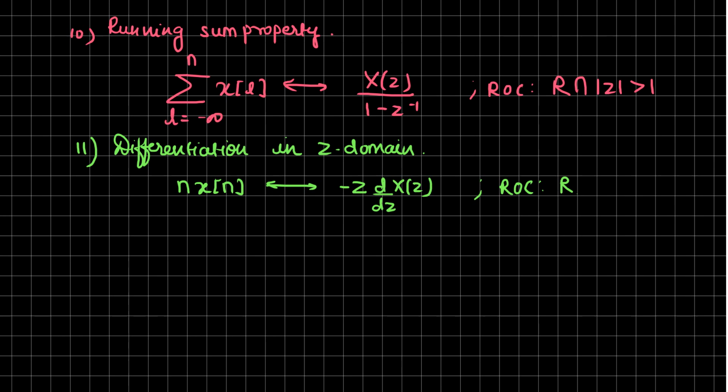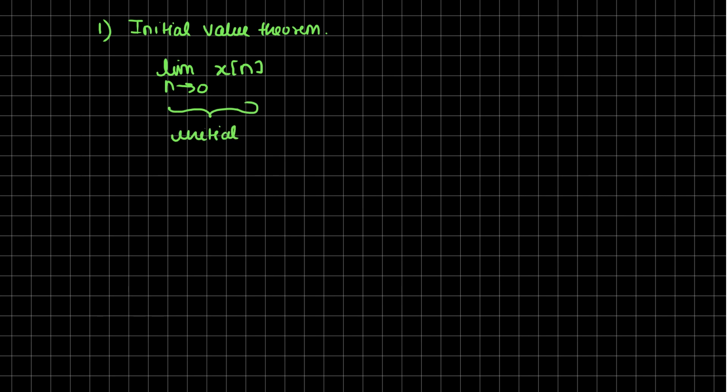Now we'll look at two important theorems for causal systems. The first one is initial value theorem. This theorem allows us to find the initial value, that is at time instant n equal to 0, even if we have only its z domain representation. So to find the initial value, that is limit n tending to 0 x of n, it can be found by limit z tending to infinity x of z.